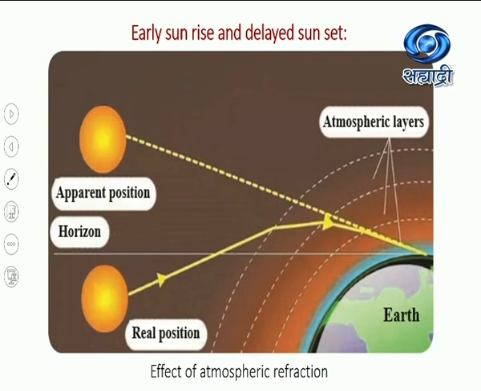This is called early sunrise. Similarly, if an observer on the earth continues to see the setting sun, he can see it for 2 minutes after the sun has dipped below the horizon. This is called delayed sunset. Dispersion of light.